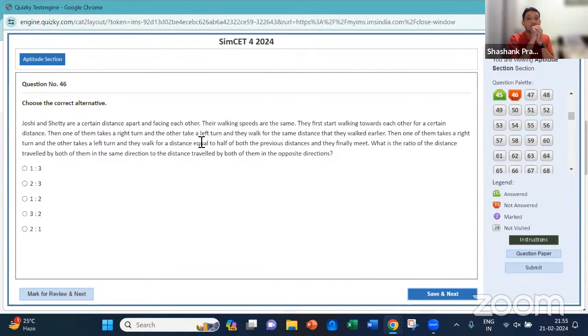Acha, oh, understood. Okay, okay, okay. So if this is, let's say 2x, then this is 2x and this is x. So 2x and x is 3x and 2x. Same direction is this one, 2x, and opposite is 3x. So it should be 2 is to 3.